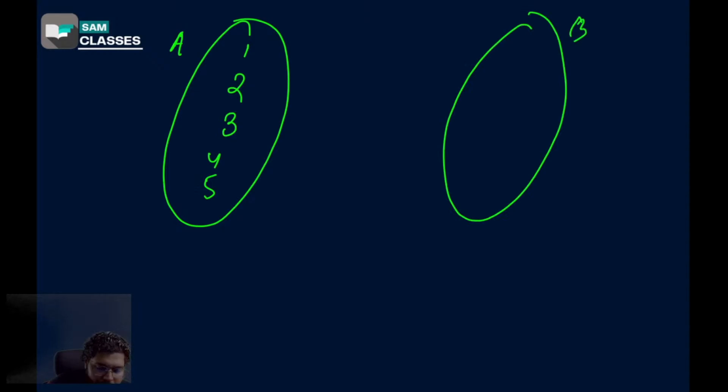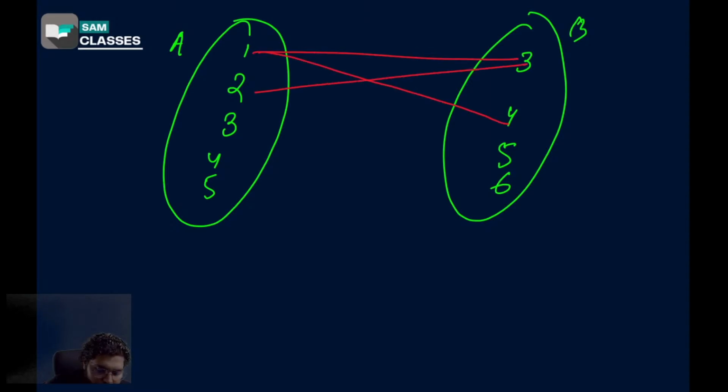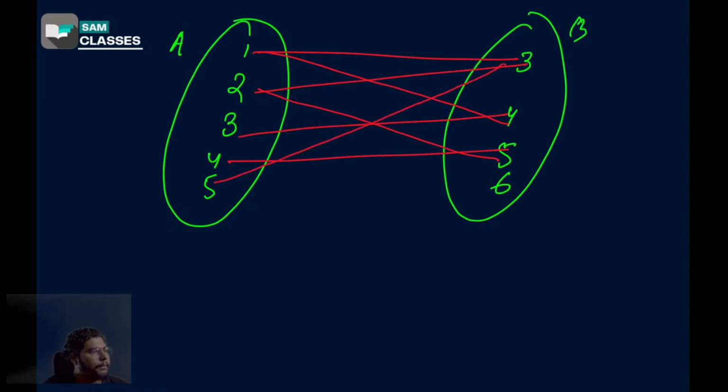Let's take A as 1, 2, 3, 4 and 5. B we have taken as 3, 4, 5 and 6, let's say. In this we are doing a matching where 1 is matched with 3 and 4, 2 is matched with 2 and 5, 3 is matched with 4, 4 is matched with 5 and 5 is again matched with 3. Clear everyone?